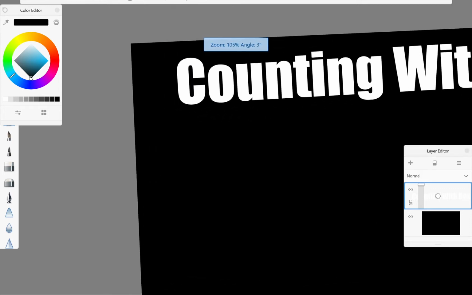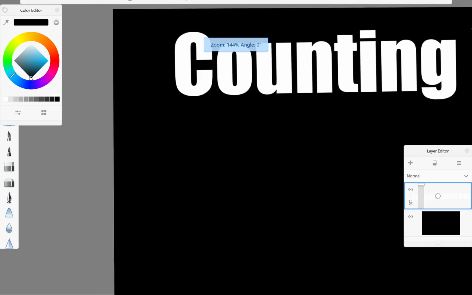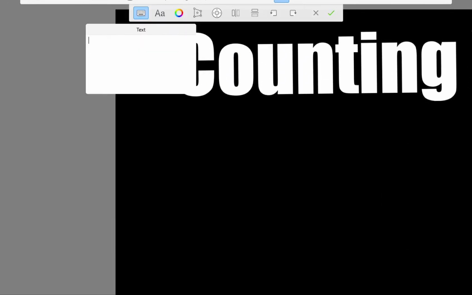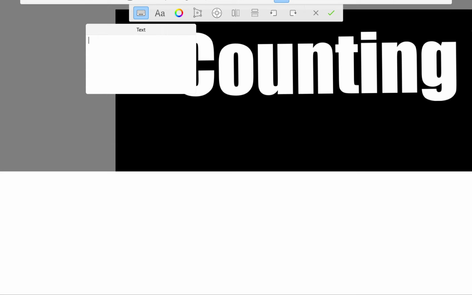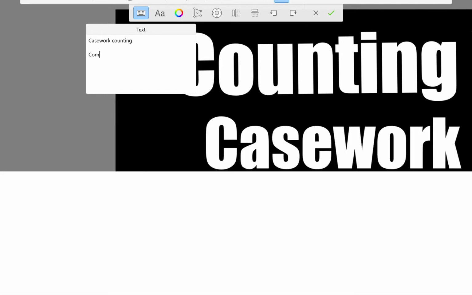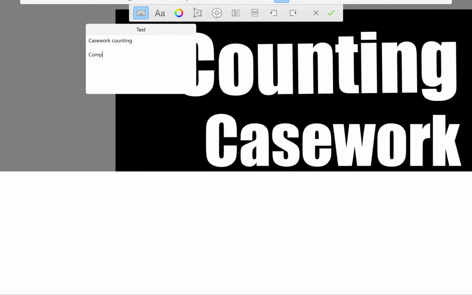Counting with Box. So today we're going to be mainly doing casework counting, and we're also doing casework and complementary counting.